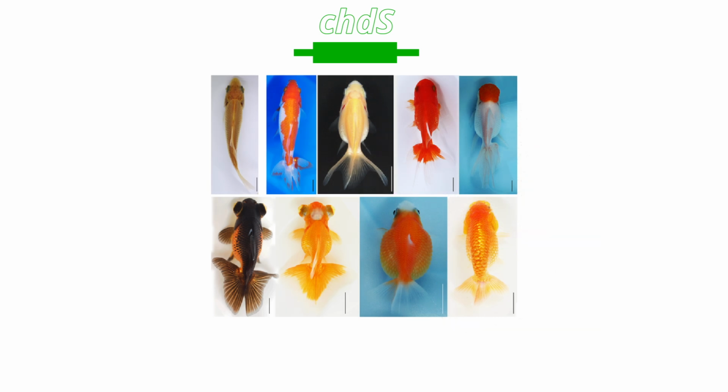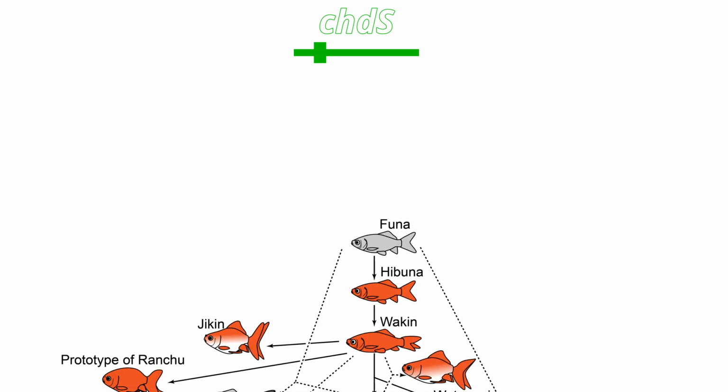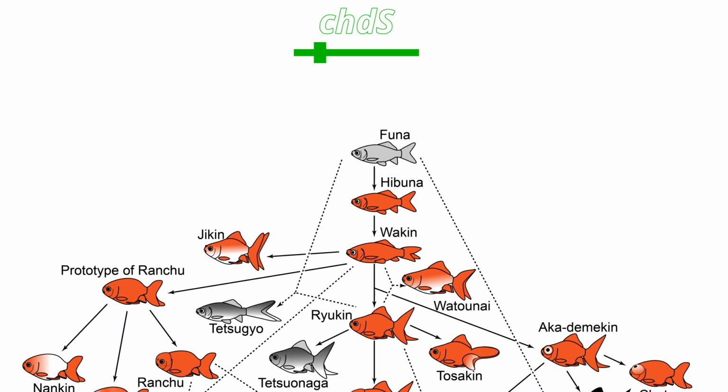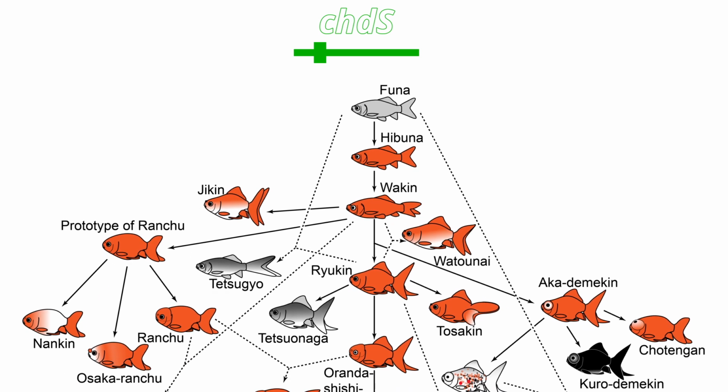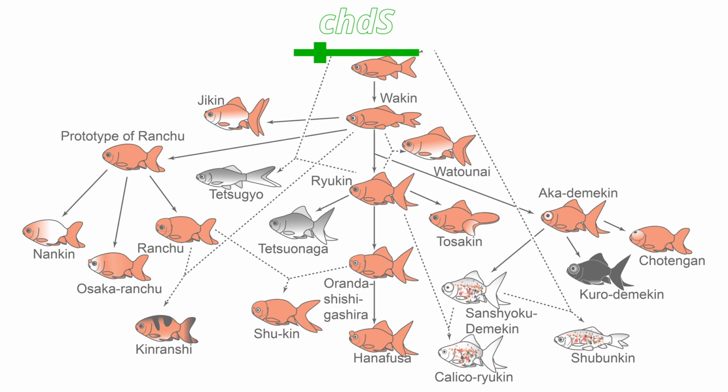As mentioned at the beginning, the mutation of this gene was present in all the twin-tailed goldfish we examined. Moreover, similar results were confirmed in papers published after our research findings were released. Therefore, it is plausible to consider that the mutation of this coding gene was present at the stage of the common ancestor of all twin-tailed goldfish.